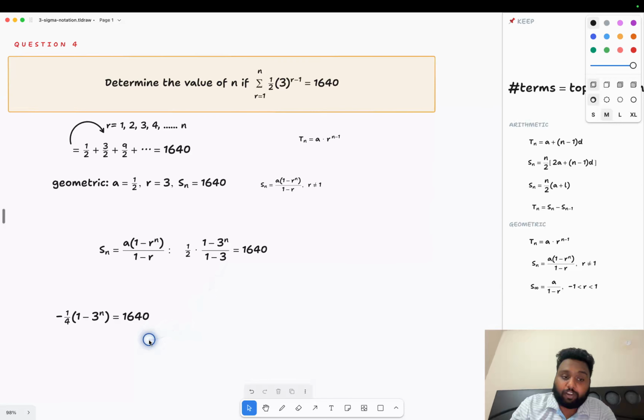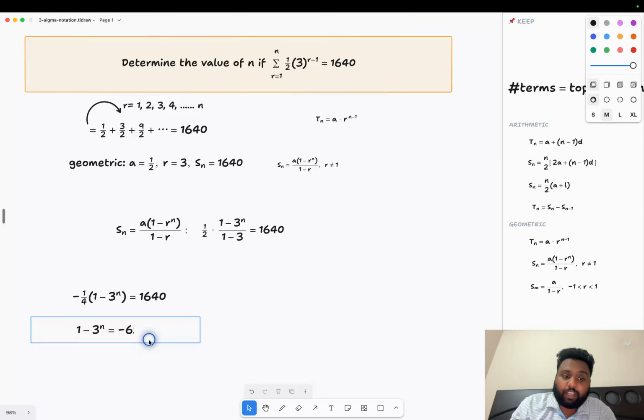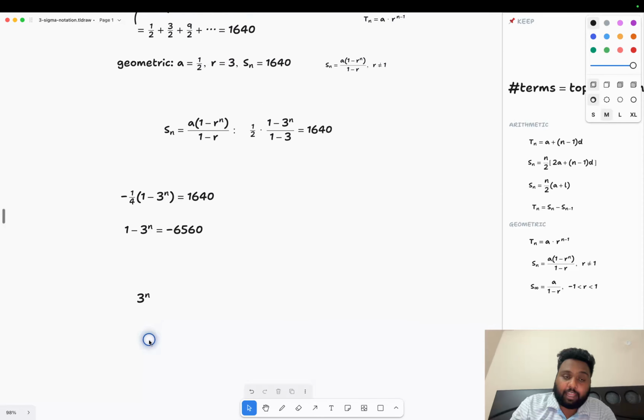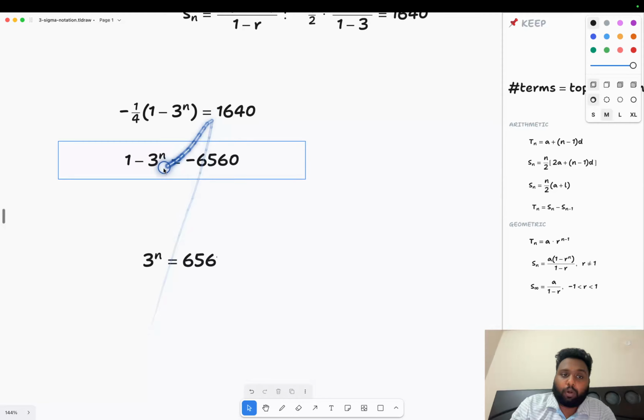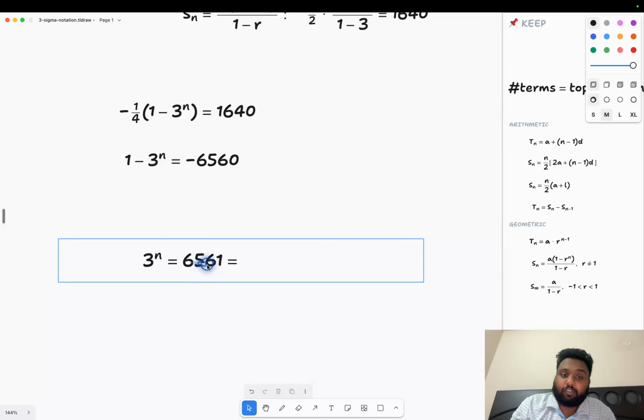When we solve it further, we get this, and then we get that the value of 3n is equal to, we will send the 1 here to be added, 6561. And you can use a calculator to find out what power of 3 will represent this, power of 8.